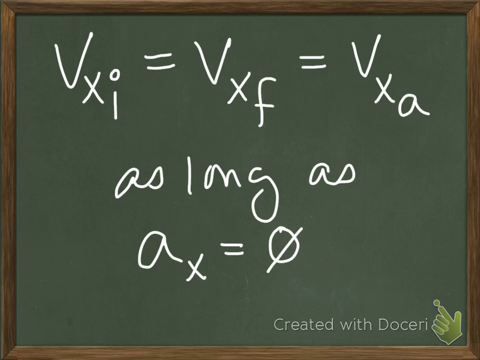You'll hear me say, does it have a rocket strapped to its butt? No? Okay, then acceleration on the x is 0. As long as that's true, then these things are all equal. And that makes a lot of our calculations a lot easier.